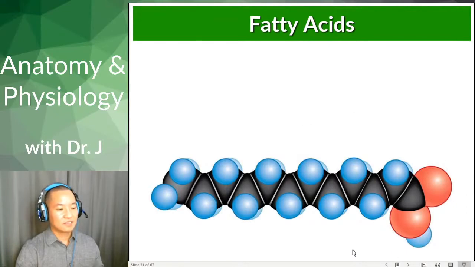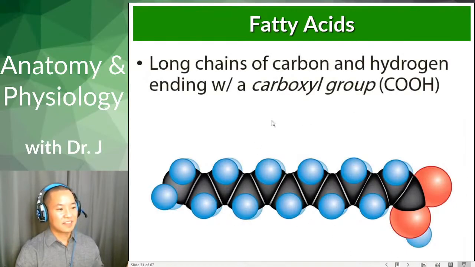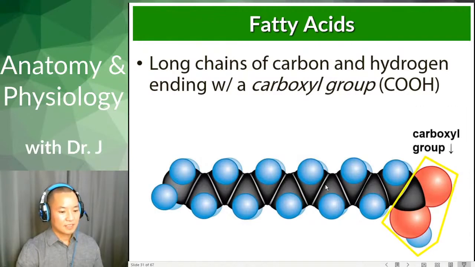So this is the structure of a fatty acid. What do we have here? Fatty acids are long chains of carbon and hydrogen ending with a carboxyl group. In this molecule, these black balls are carbon atoms, these light blue colored balls are hydrogen atoms, and these are two oxygen atoms right here. So what you have is a bunch of carbon and hydrogen in a long chain ending with carbon and oxygen. This is what we call a carboxyl group.